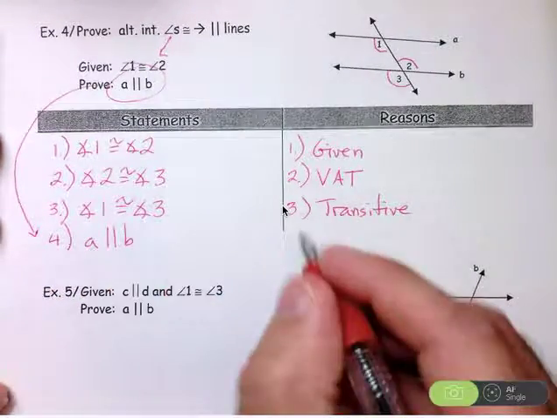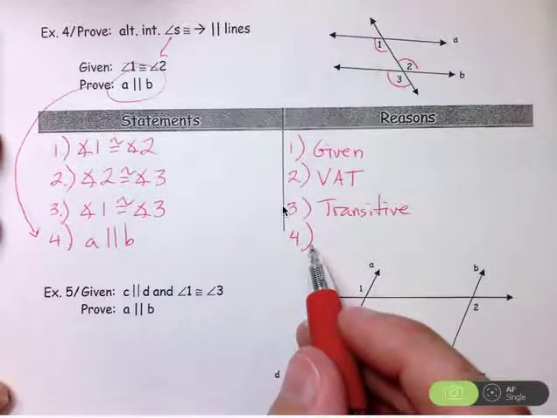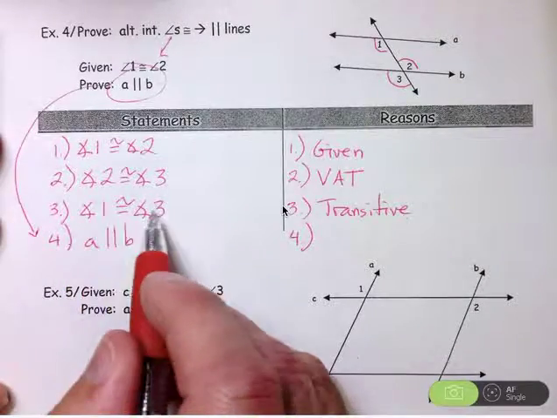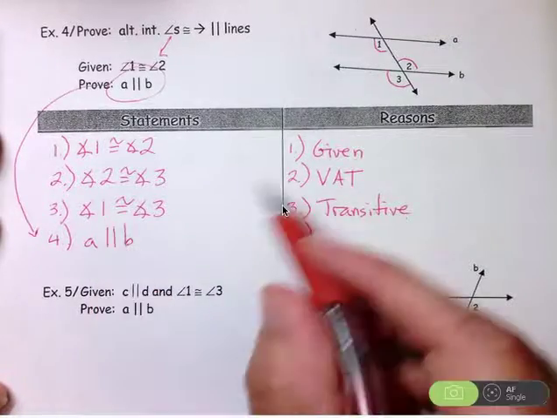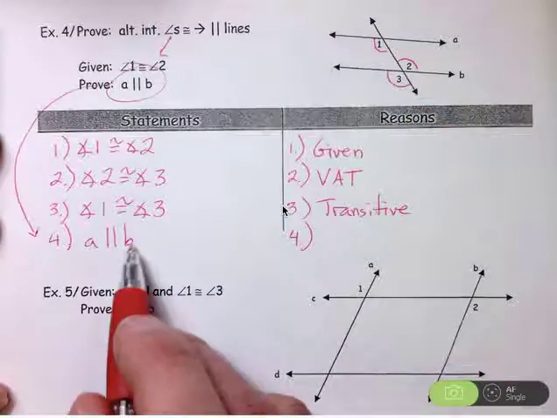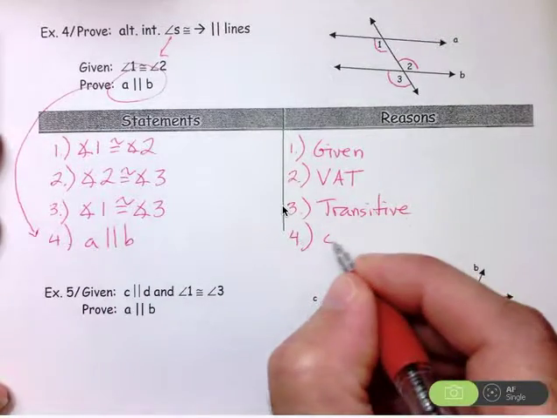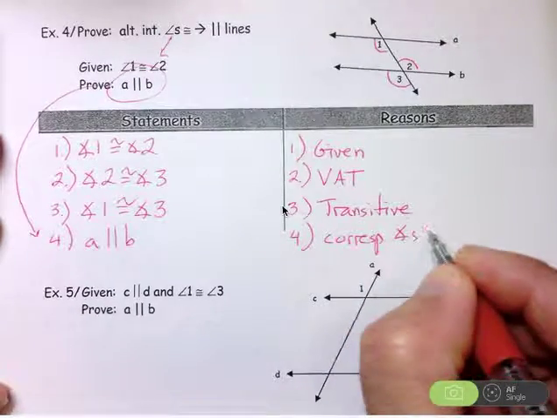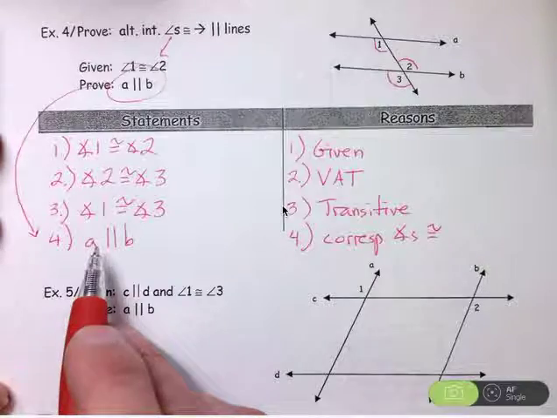So notice my reason, and my proof is over, that reason is really written for me by looking at step 3 and then step 4. Step 3, that statement has corresponding angles in it which are congruent, that's angles 1 and 3, and that leads me to conclude that I have a pair of parallel lines. So corresponding angles congruent, that's angles 1 and 3, that leads me to parallel lines.